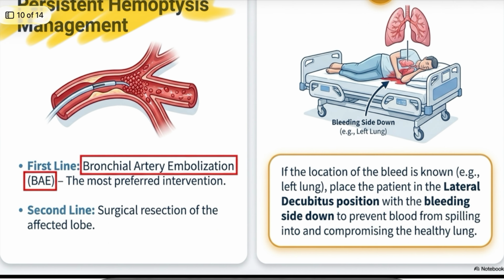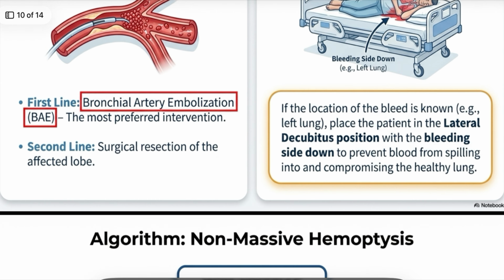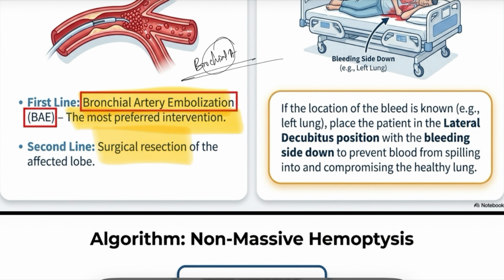So what do you have to do in further cases? First line, you have to go for a bronchial artery embolization, the most preferred intervention. The main culprit of the cause is most commonly the bronchial artery. So if you embolize it, in most cases the patient will be stabilized. And the second line will be surgical resection of the affected lobe.